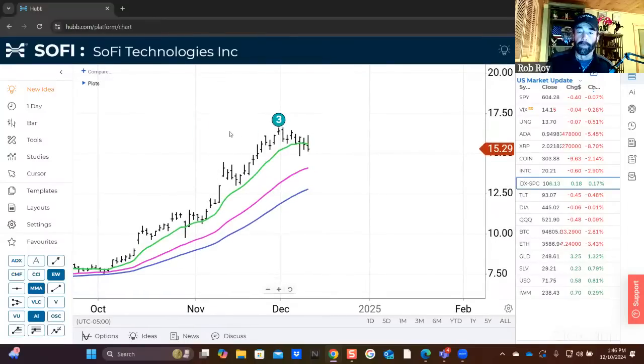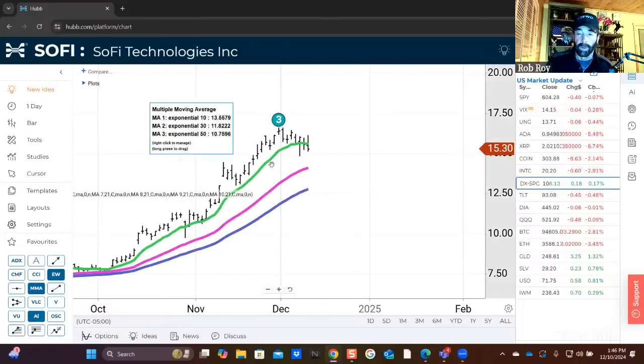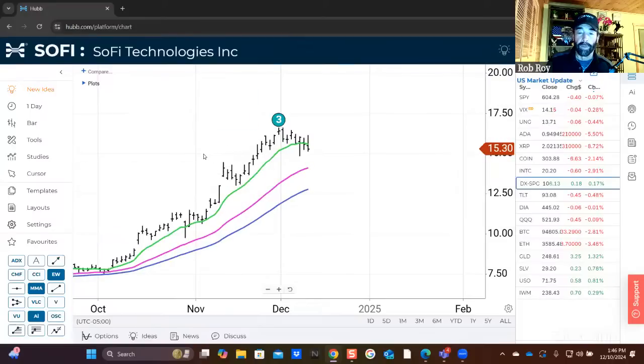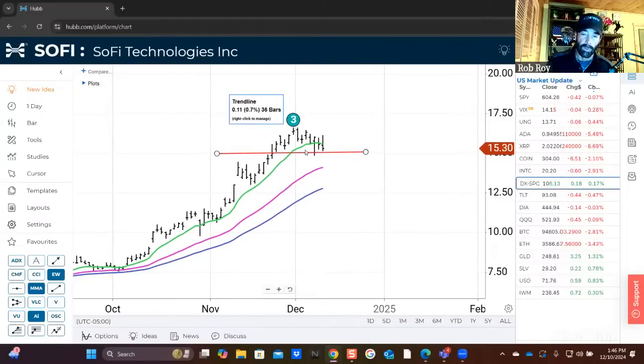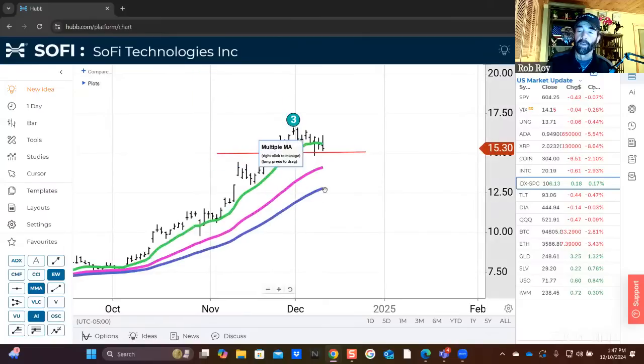So SoFi is hanging right in at 15, had a nice run, and really good consolidation is occurring here at the 15 level. So I think if you're long this, you stay long as long as it stays above 15. If it breaks below that, then there's a chance it comes down to 12 and a half and tests that 50-day moving average. We are getting some separation between the 10 and 50-day moving average. So sideways consolidation is the most ideal form right here, without any further movement to the downside. Allow that 50-day moving average to catch up and close the gap.